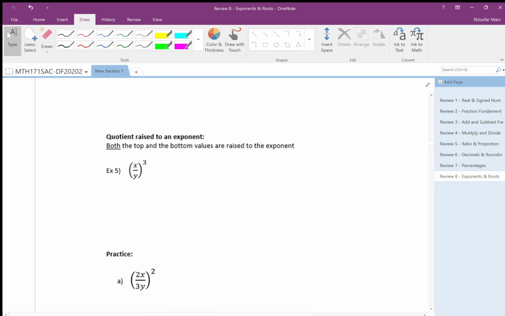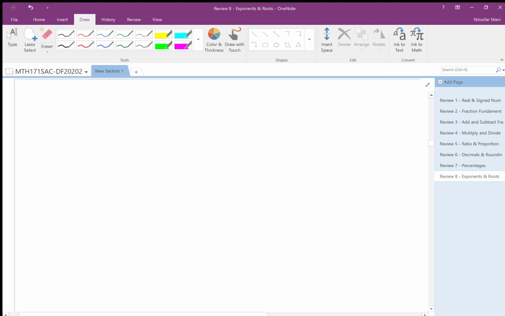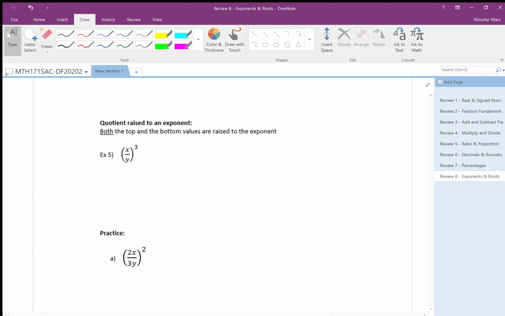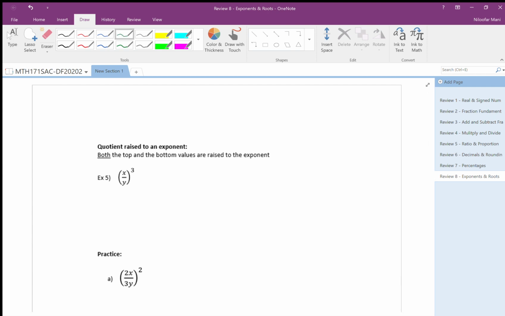Okay, how about this? Oops, let me see what's going on. So this one, x over y power a, that's x power a over y power a. Here you have different bases, the same power. So you apply here, so it's x cubed over y cubed.